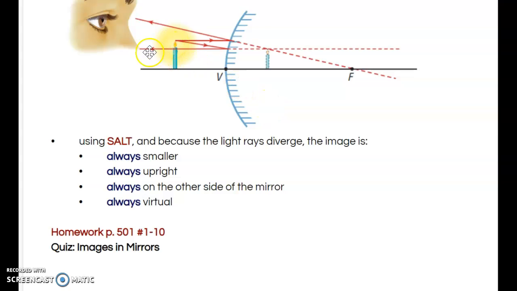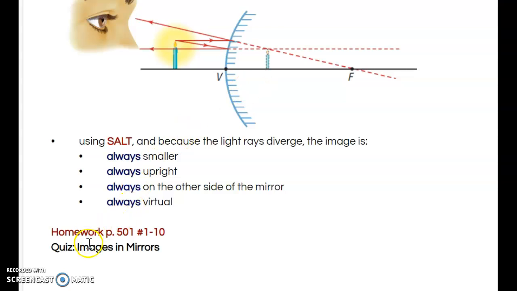If we look at it, these light rays do not converge at a single point in front of the mirror. They only converge if I extend the reflected rays back in order to get this virtual image. So always smaller, always upright, always on the other side of the mirror.